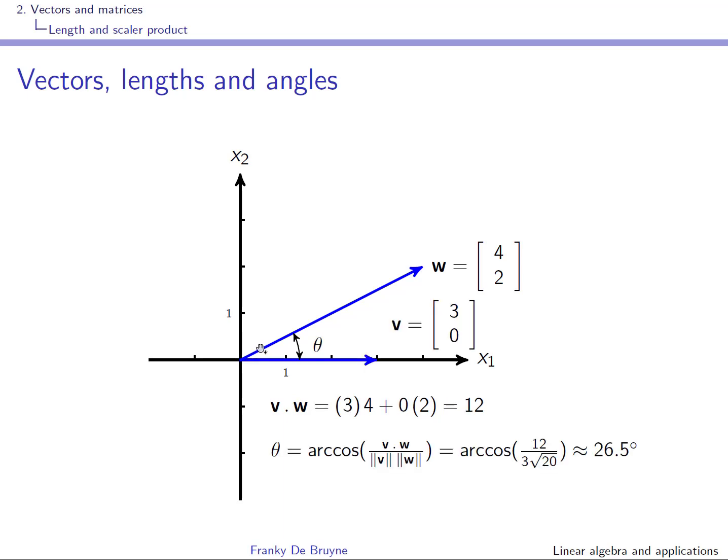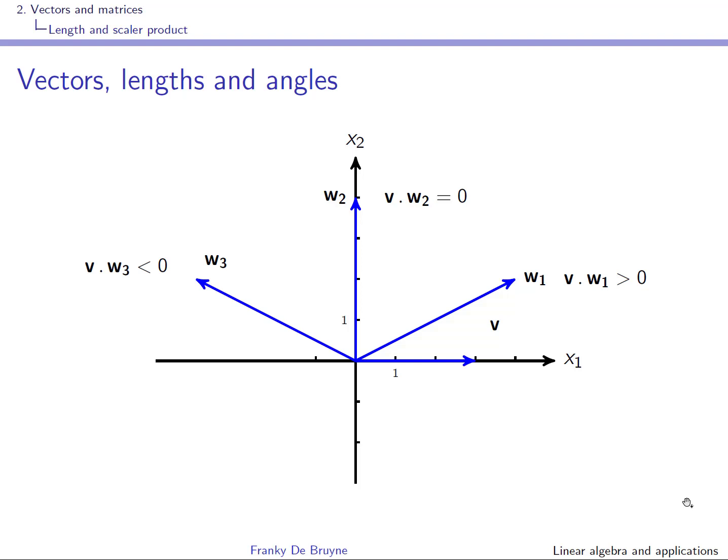Okay, let's take two vectors that are obviously not perpendicular, and now we can use the formula of the previous slide to compute the angle. Okay, we know that the cosine of the angle is given by this quantity here, so we need the length of the two vectors, 3 and square root of 20, and we need the scalar product, which is 12. And you can obtain of course the angle by taking the arc cosine, and this gives us here an angle of 26.5 degrees.